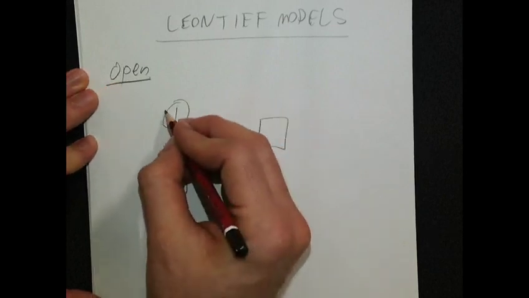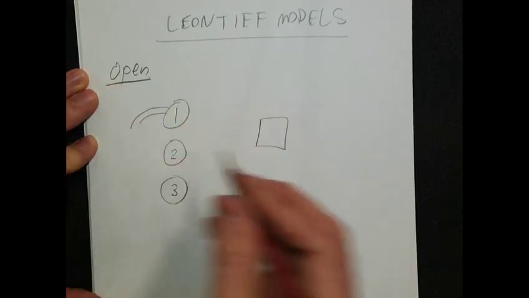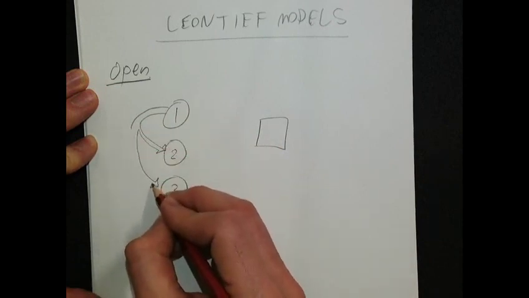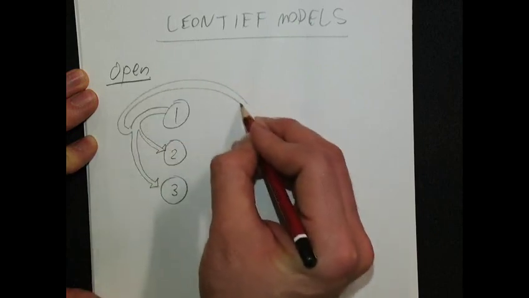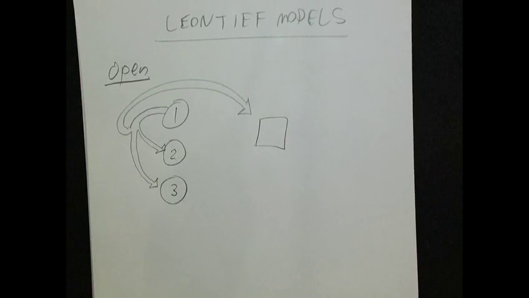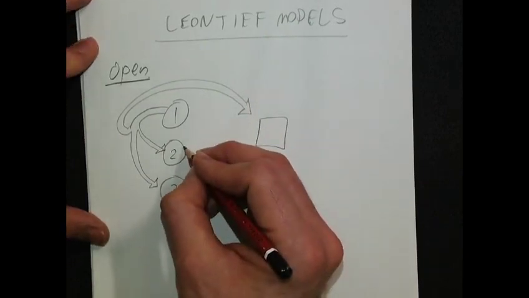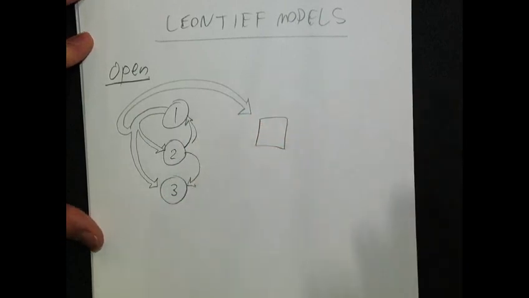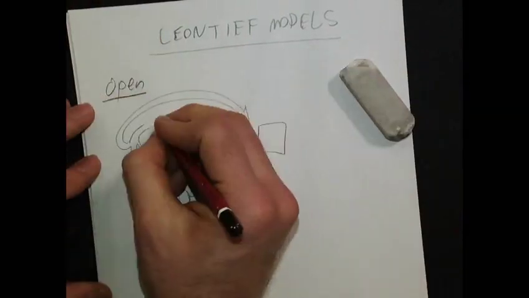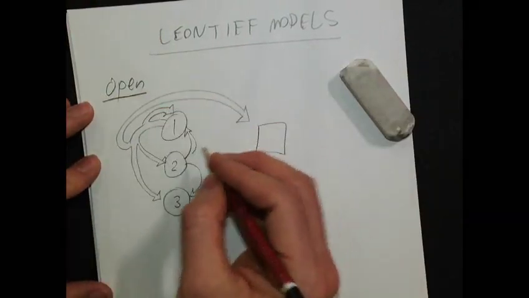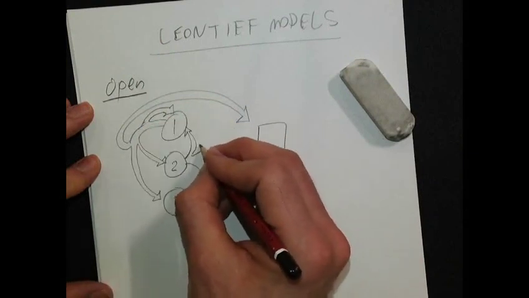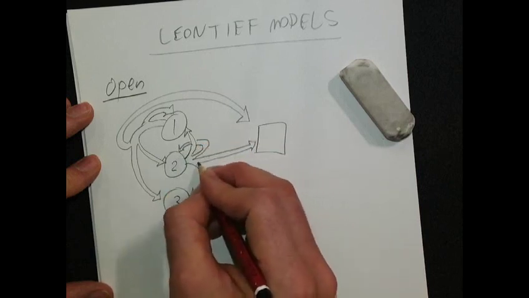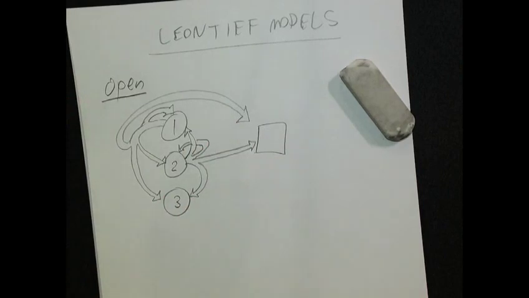And so the amount of output that number one produces, some of it will go to number two, some of it will go to number three, and some of it will go to our external body. But the amount of output that two produces, some of it will go to number one, some of it will go to number three. Oh, some of the output from one goes back to one as well. Some of it will come back to where it started, and some of it will go to the external body.